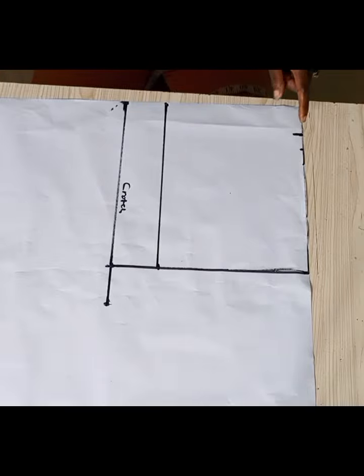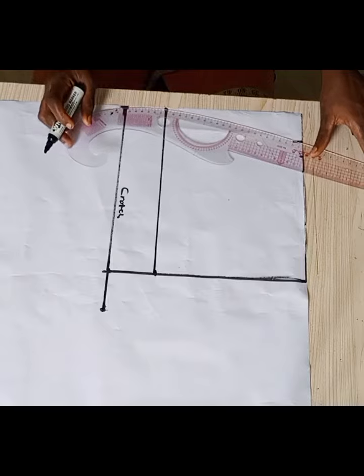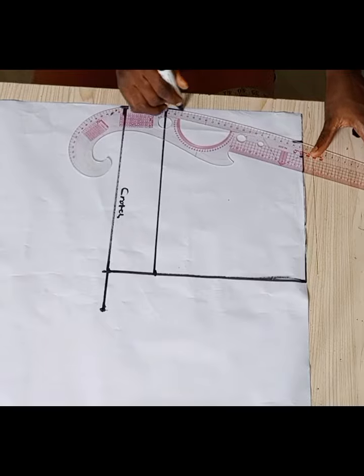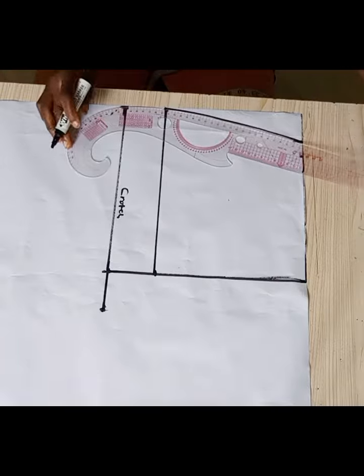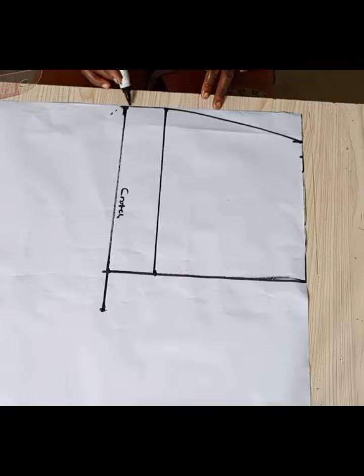Okay, now that I've marked 8.5, I'll be using my hip curve to link it to this hip point, like this. Can you see? So we are progressing. This just comes like this naturally.